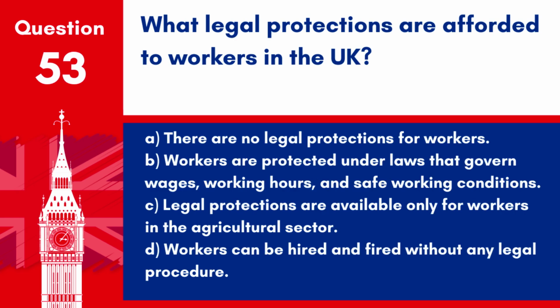Question 53. What legal protections are afforded to workers in the UK? A. There are no legal protections for workers. B. Workers are protected under laws that govern wages, working hours, and safe working conditions. C. Legal protections are available only for workers in the agricultural sector. D. Workers can be hired and fired without any legal procedure.